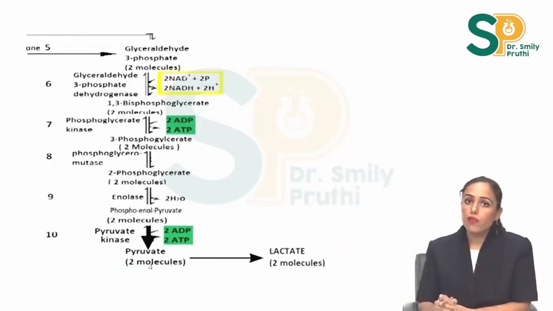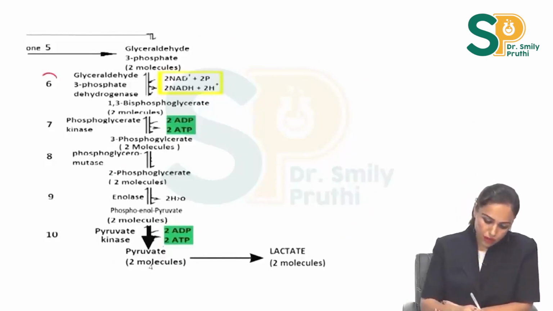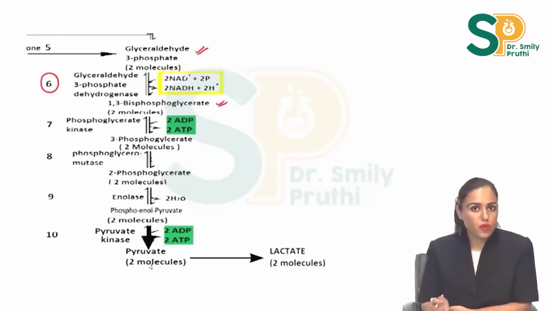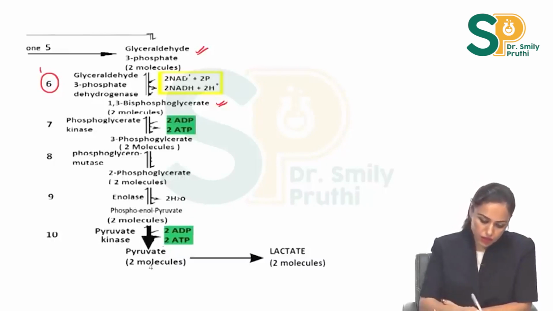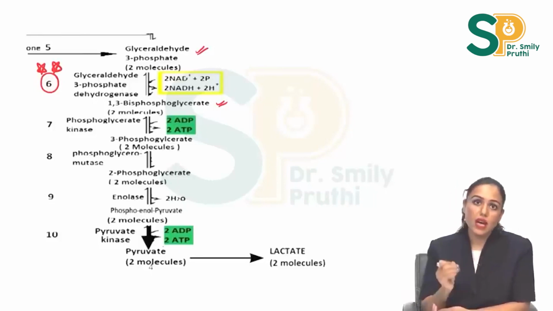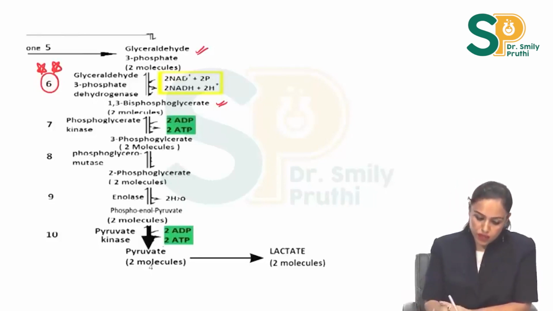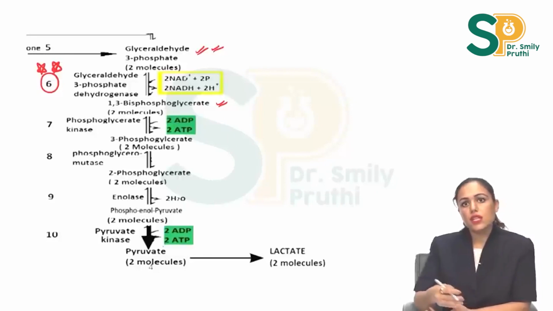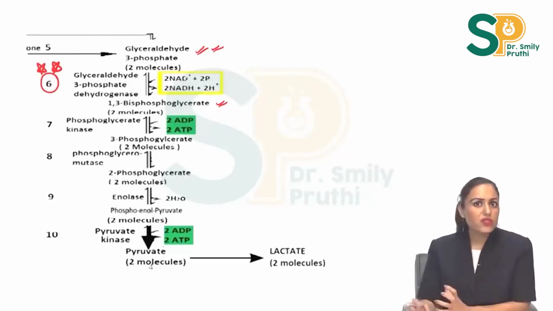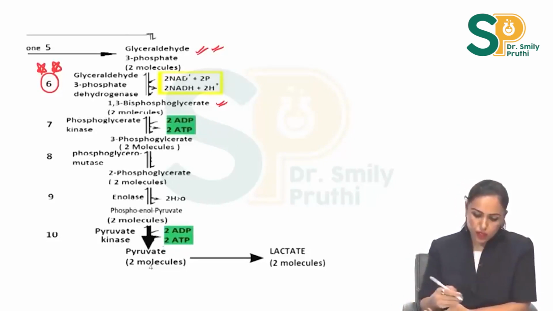Now let's see the detail of phase 2. The first step in phase 2 is step 6, where glyceraldehyde 3-phosphate gets converted to 1,3-bisphosphoglycerate. This is the master plan of glycolysis. This step is a very special step in glycolysis. Understand this very carefully. Can you see in this step one more phosphate is coming at position number 1? We are adding a phosphate, a high energy bond.